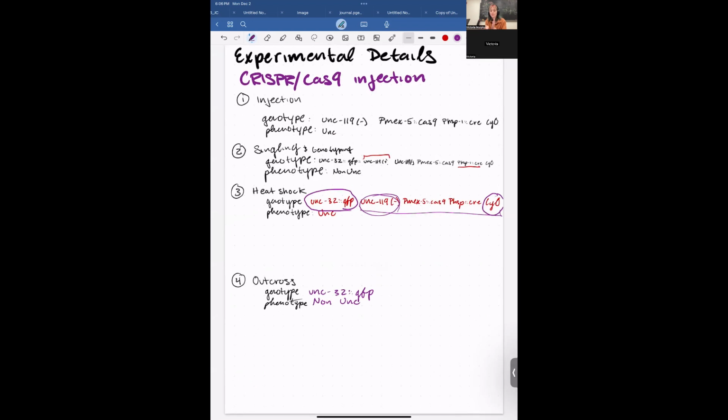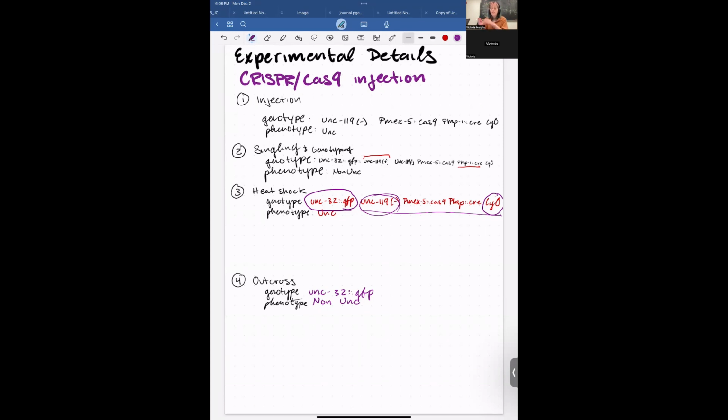So that's what we did this semester. We designed the reagents for a CRISPR-Cas9 insertion of GFP into UNC32. We injected it into worms which expressed Cas9, and those worms were UNC because they lacked functional UNC119. In the GFP insertion, we also included a floxed copy of an UNC119 rescue within a GFP intron, which then rescued the UNC phenotype, making worms with the proper insertion non-UNC.